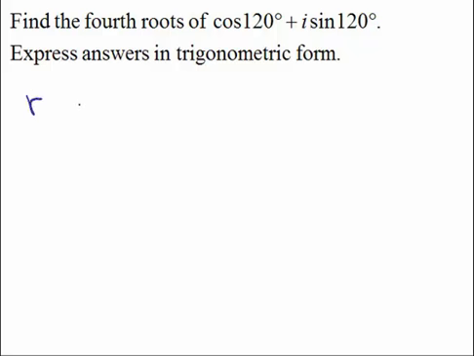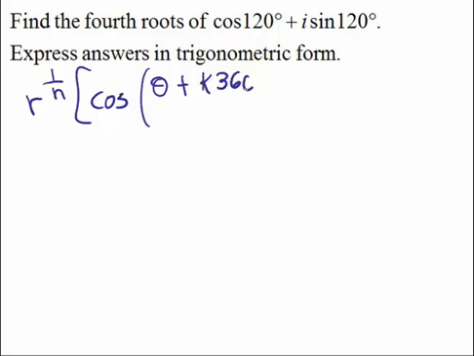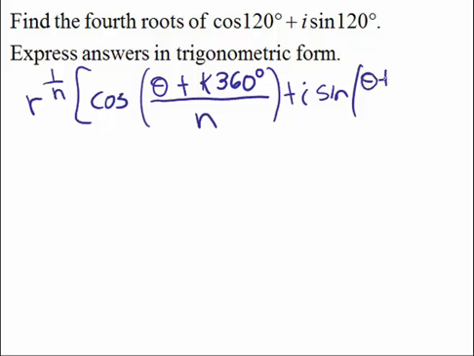It says if you want to get the roots, it's going to look like this, and then it's going to be cosine of our argument theta plus 2 pi k, or 360 in our case since we're dealing with degrees, and then plus I times the sine of that same angle, theta plus k times 360 degrees over n. So there is our theorem. Now we'll go ahead and apply it to our problem.